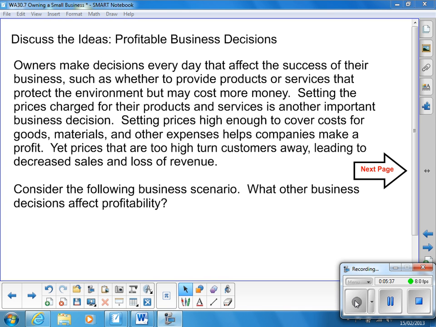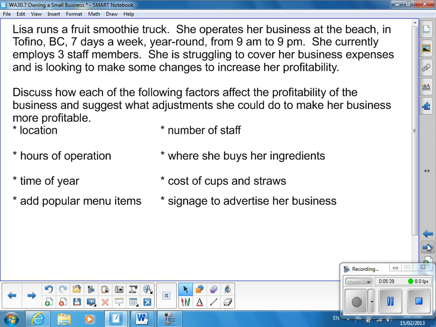So we're going to take a look at a business scenario and we're going to make some decisions to make it more profitable. Lisa runs a fruit smoothie truck. She operates her business at the beach in Tofino, BC, 7 days a week, year-round from 9 a.m.